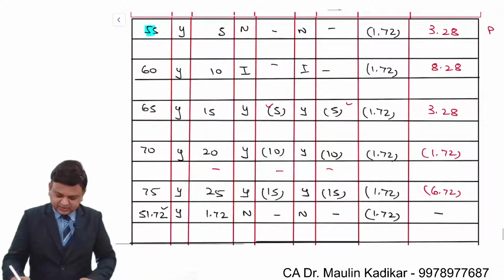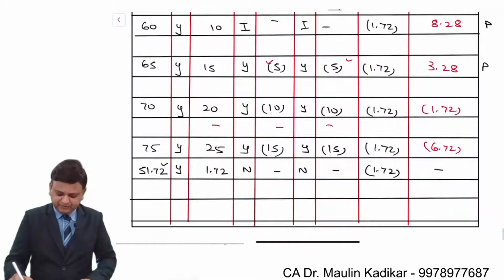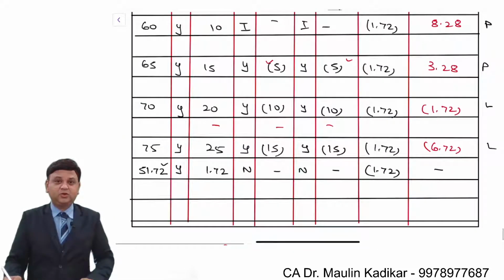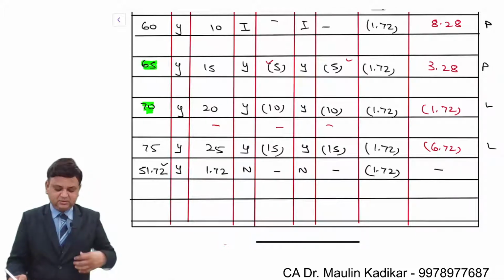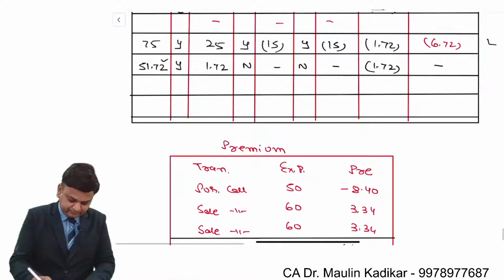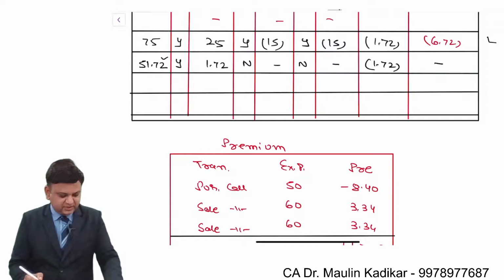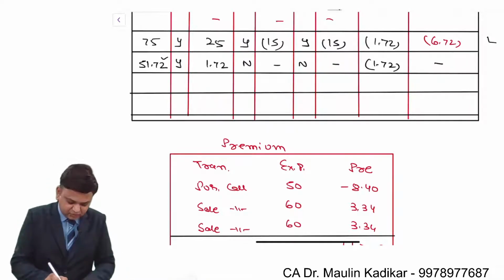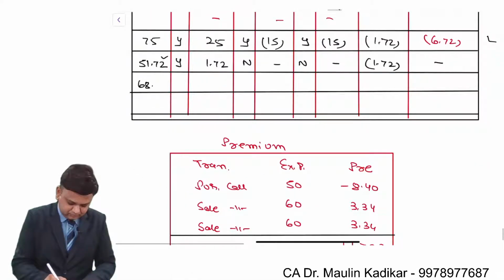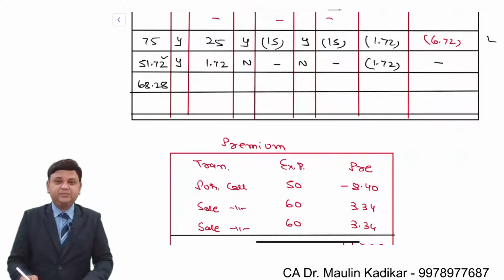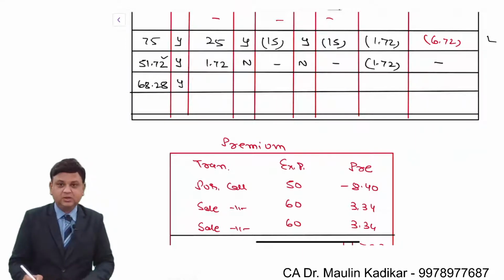Then we can see that there is a profit, again profit, and that is converted to loss. So again between these two prices, the break-even point is there, 65 and 70. If we take the base of 65, 3.28 is added. So 65 plus 3.28 comes to 68.28. At that point of time, we will exercise our call option. So we will receive an amount of 18.28.